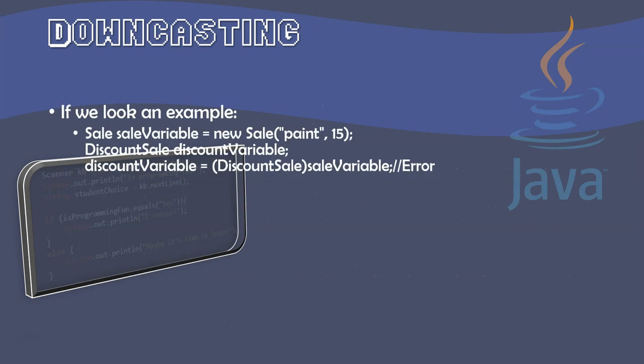So with downcasting, let's look at an example here. Now this is very similar to what we saw earlier, but there's going to be a slight change. We have saleVariable equals new Sale("paint", 15), and then discountVariable equals (DiscountSale) saleVariable, so we're typecasting saleVariable. This will give us an error because we're trying to go from the base class to the derived class, because saleVariable is of type Sale.